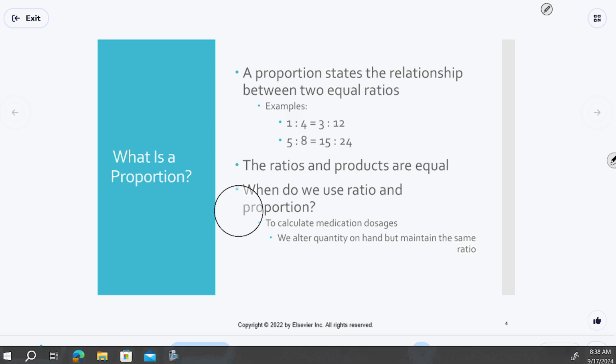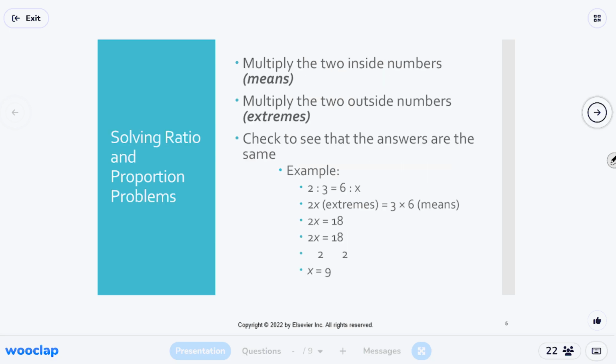And so let's look at the medication stuff. That's where it gets into the brass tacks. So again, you can see the steps for this. Once we set it up correctly, it's multiplying the means and extremes. Multiplying the middle, multiplying the outsides, and then I can do division if I need to.